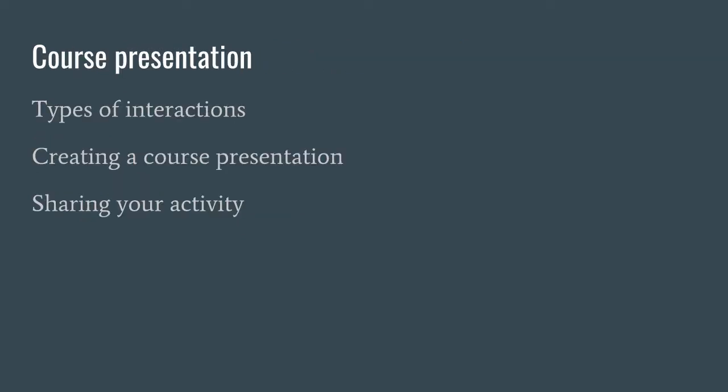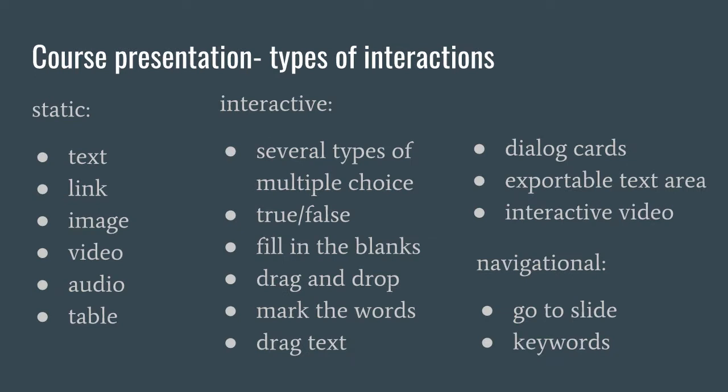A course presentation is something kind of like a PowerPoint presentation, but it allows inclusion of different types of activities. Here are the types of interactions that a course presentation can include. Some of the static ones could be a text, link, an image, a video, some kind of audio, or a table. And then you can also include some interactive activity types inside the course presentation.